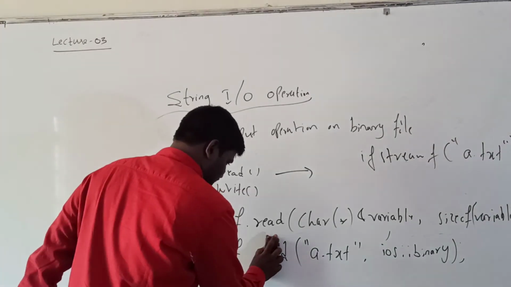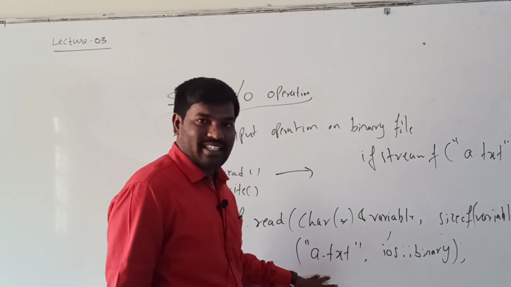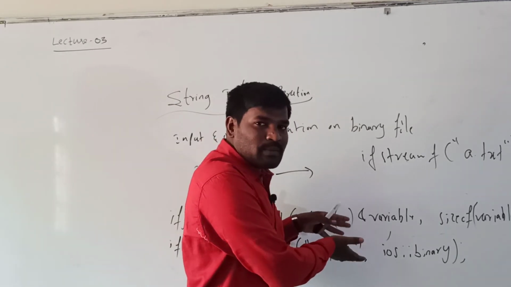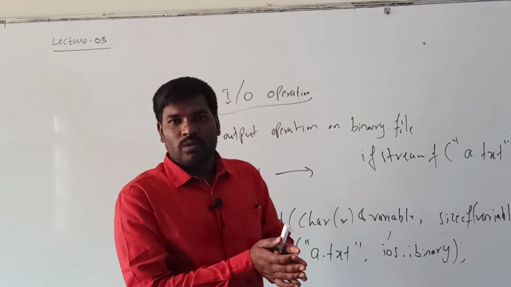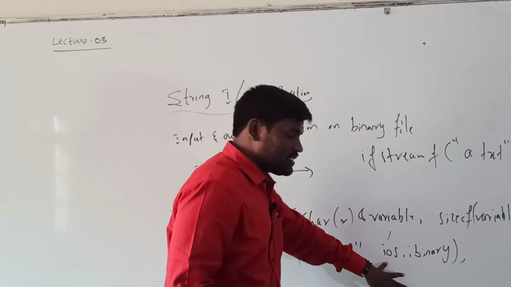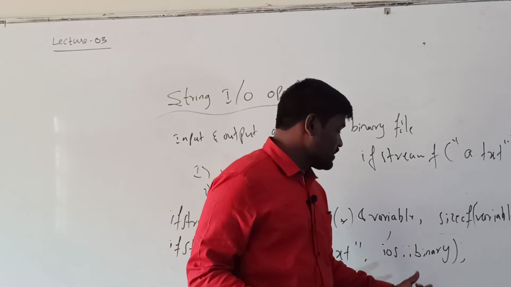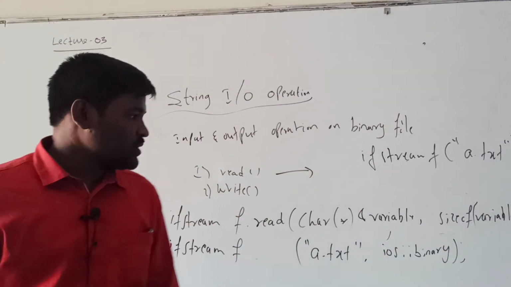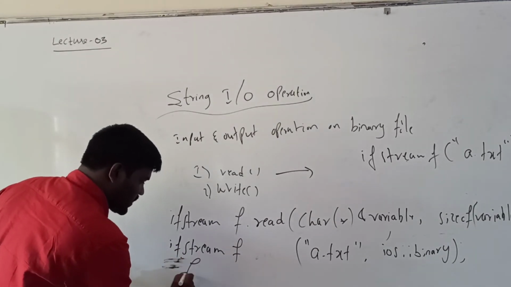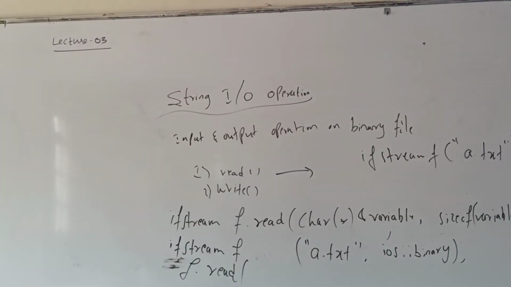Sorry, here no need to write read here. First you open the file. ifstream f in the bracket of a dot txt means you are working on a dot txt. For what purpose, or which type of file we have to open, that will be decided by the second argument, that is ios input output stream scope resolution of binary. So after writing this, next is ifstream f dot read. We have to follow this syntax.